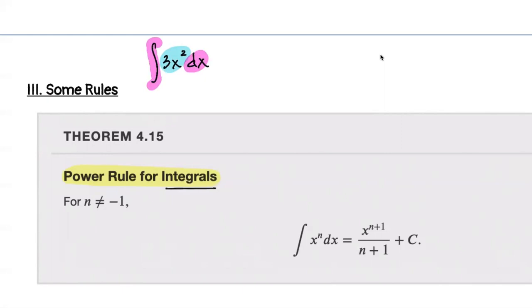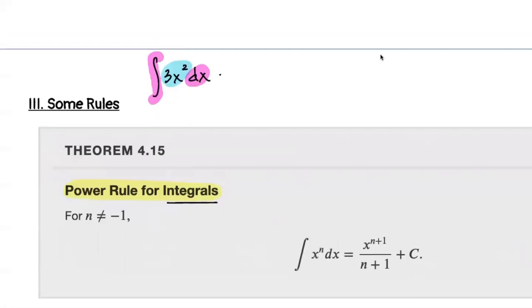And if we look at this rule, it seems like it's all based on that letter n. Now I'm going to pull this 3 out to the front, and we'll see that in just a little bit, but that leaves just x squared dx. And now I can see that n equals 2.